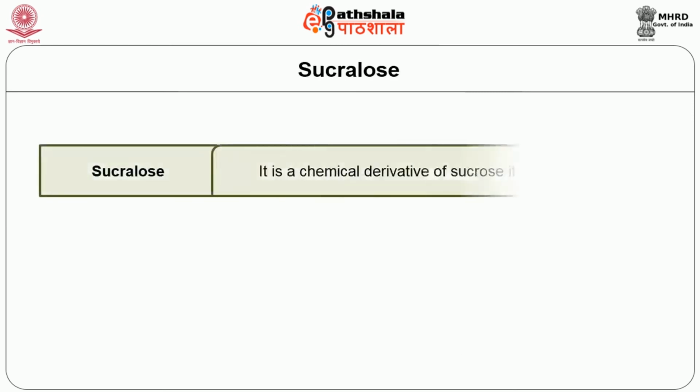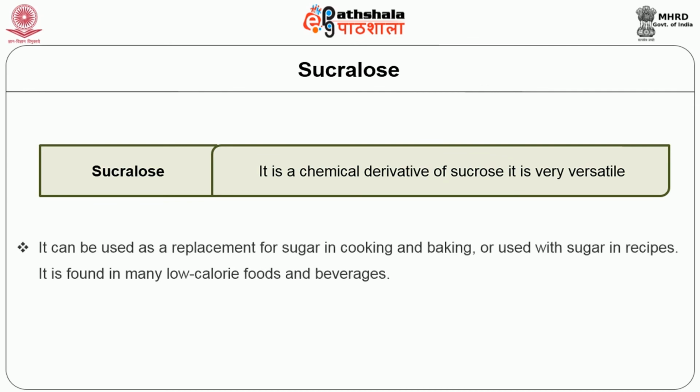Sucralose is a chemical derivative of sucrose, the table sugar. Sucralose is very versatile and it can be used as a replacement for sugar in cooking and baking, and used with sugar in recipes. It is found in many low calorie foods and beverages available in the market.